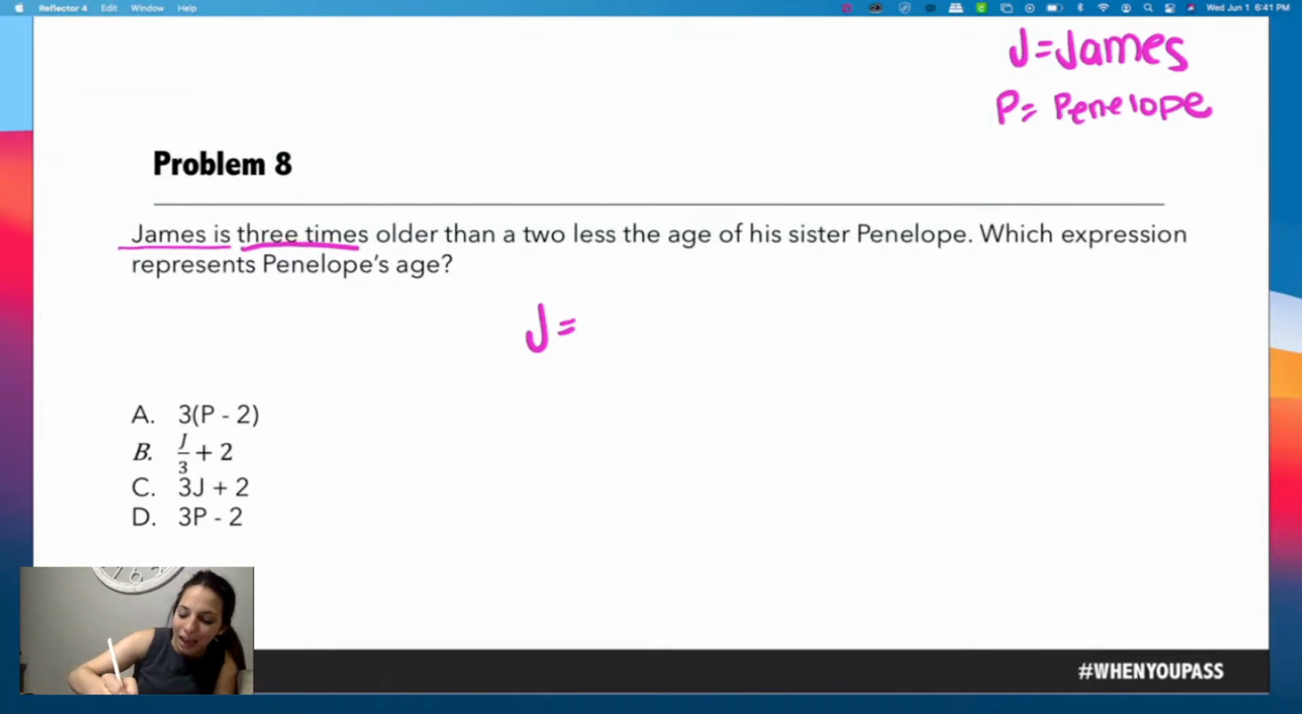3 times older than what? Than all of this.